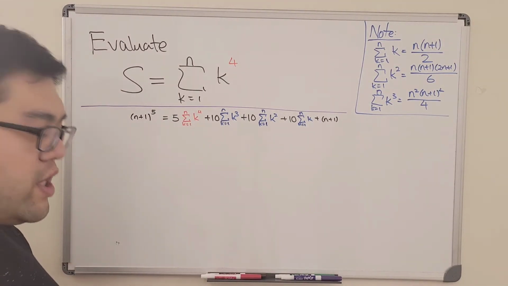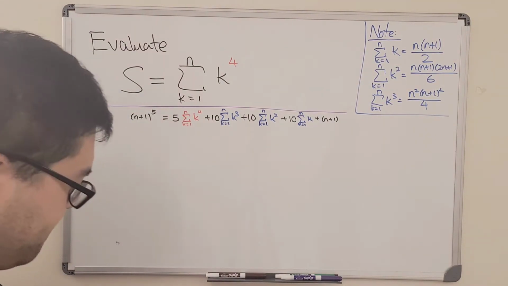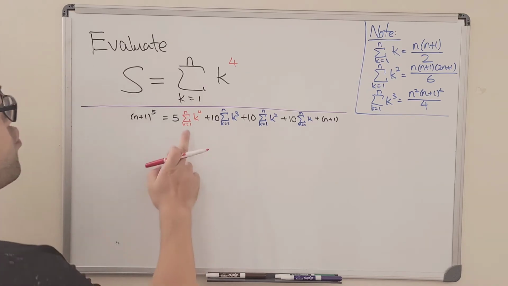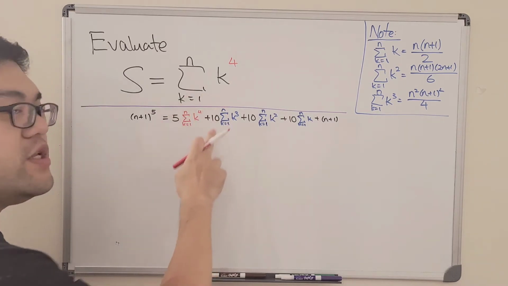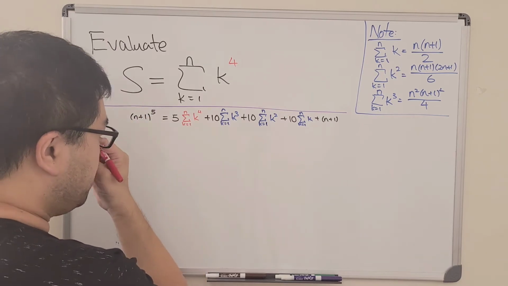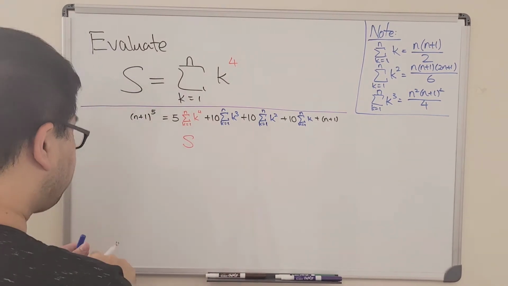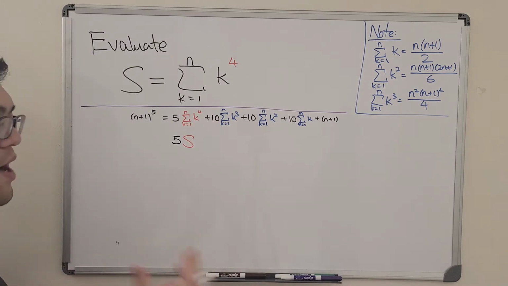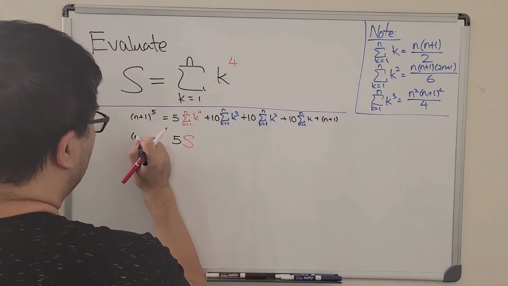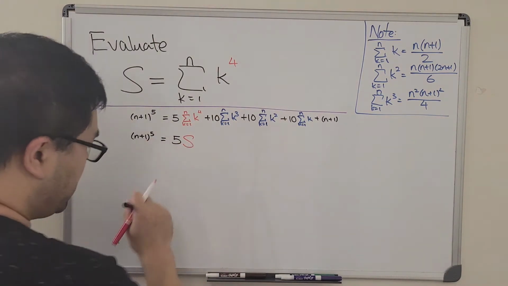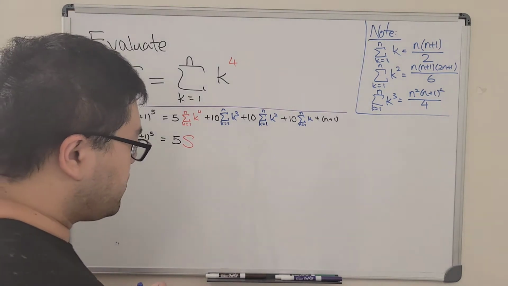Great. What can we do next? Well, if we pay attention carefully, the red part here is actually what we need to find, right? And we actually call it s. So let's relabel it. Meaning now we get n plus 1 to the 5th power equals 5s plus the rest.